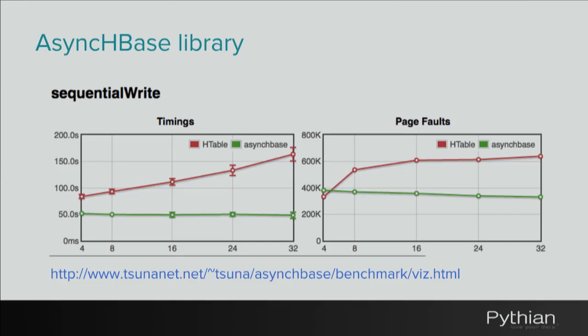So that is a graph from the AsyncHBase library, and it shows the sequential writes for the HTable API and the AsyncHBase, depending on the writing threads. Here you can see how latency increases with HTable, and it stays the same with AsyncHBase, and also the page faults, which are a very, very important KPI.